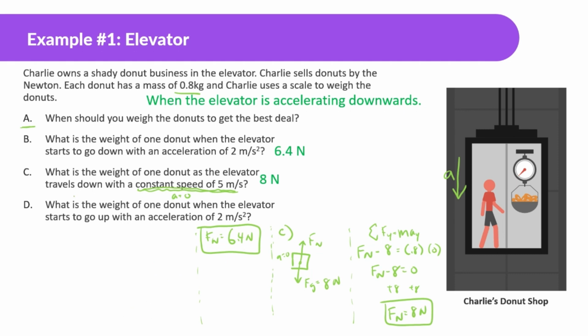Okay, part D. And maybe I'll do it a little faster this time. Donut, force of gravity, 8 newtons, accelerates up 2 meters per second squared. What is the scale going to read, which is the same as what is the normal force? Sum of all force in the y equals mass times acceleration in the y. We have force normal going up, force of gravity going down, the donut 0.8, which is accelerating up 2. So force normal minus 8 equals 1.6, add 8 to both sides. Force normal is going to equal 9.6 newtons.